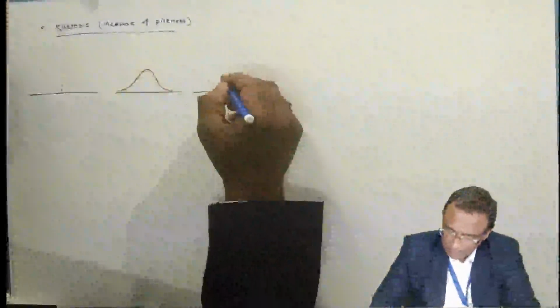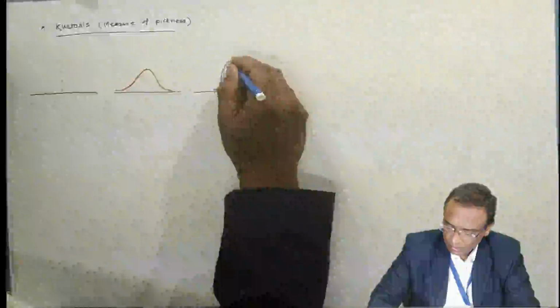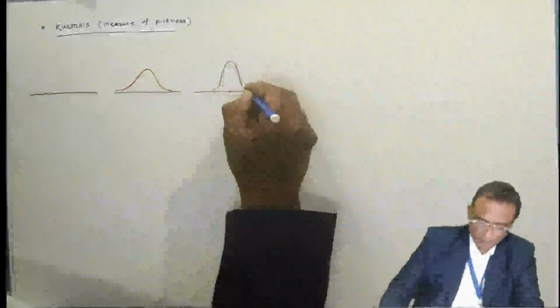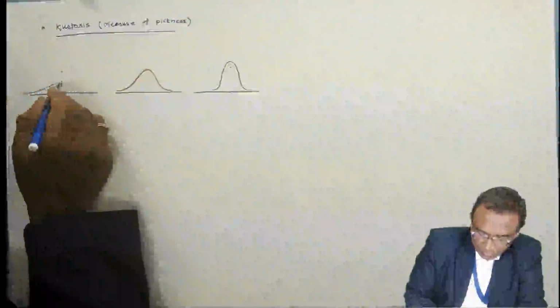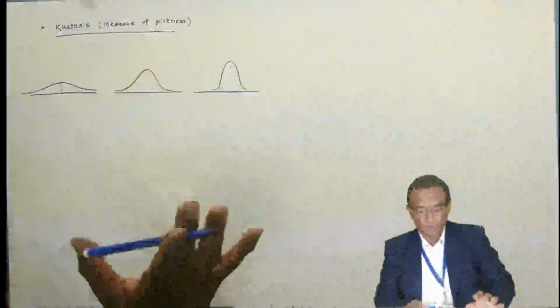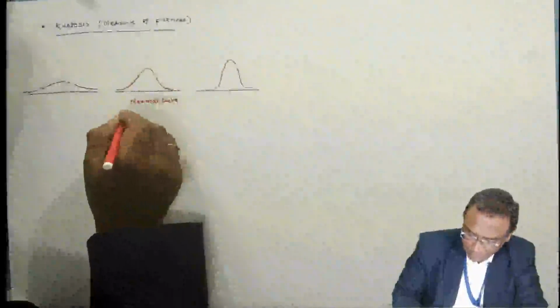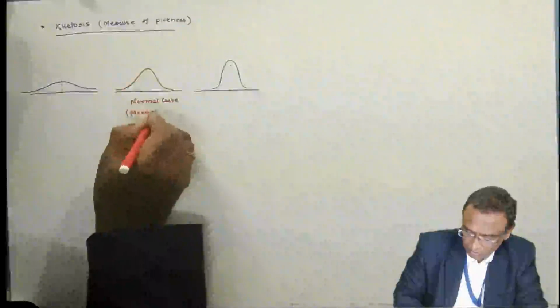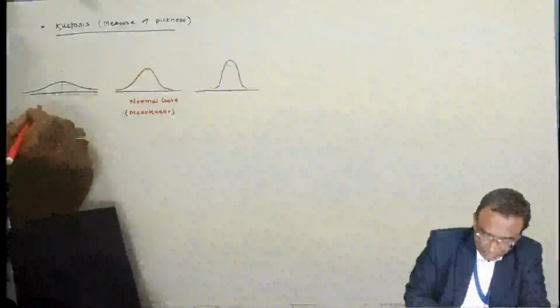Now here, this curve is more peaked, like this I am going to draw. The thickness is more. And this curve is less peaked. This is described by the kurtosis. This is the normal curve, or this is the mesokurtic curve. This one is less peaked. This is the platykurtic curve.